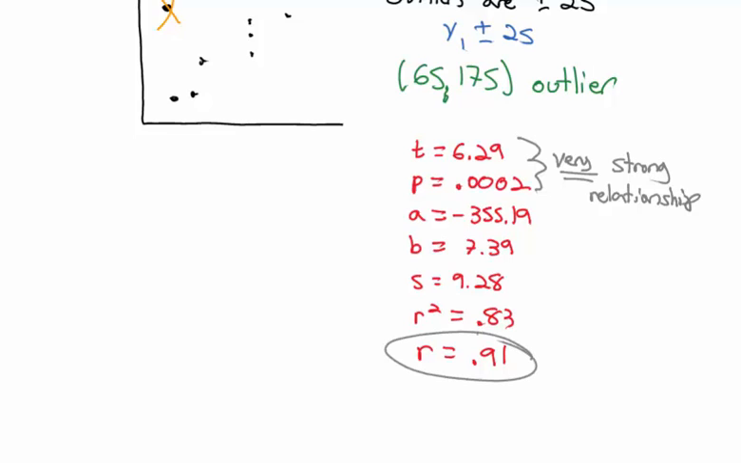We can see that also in our R value. R is almost 1.0, so this is almost a perfect line going through the points. Our new equation now from A and B is going to be y hat equals A, negative 355.19, plus B, 7.39x.